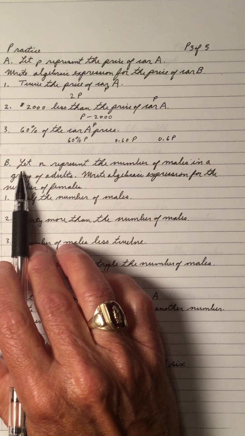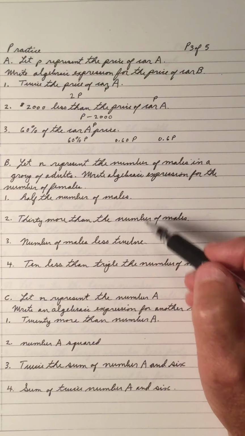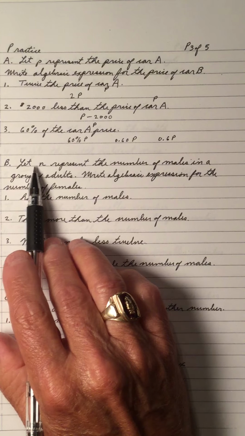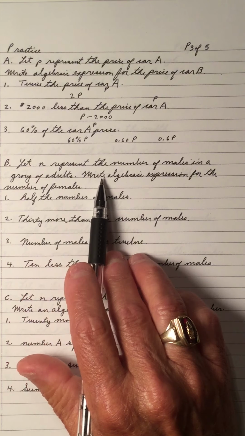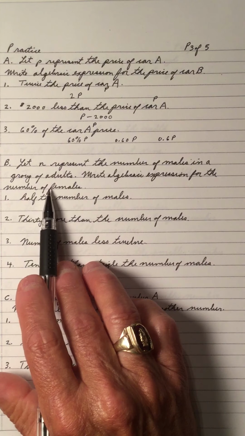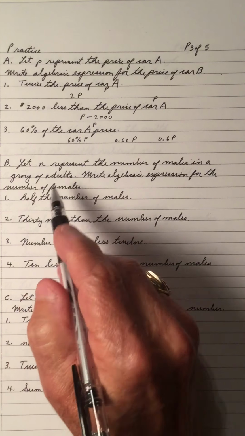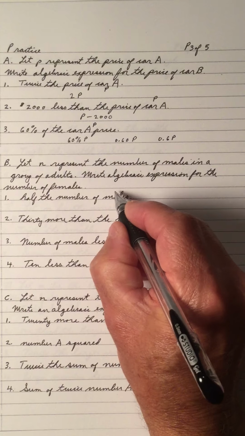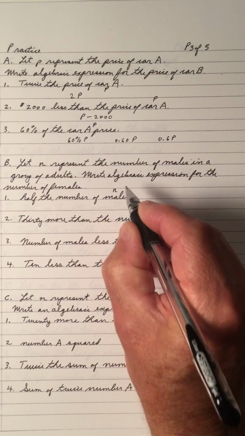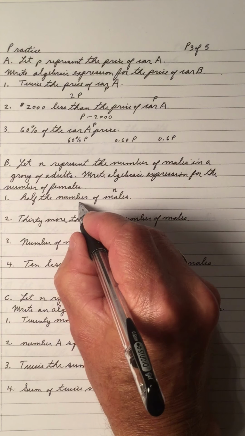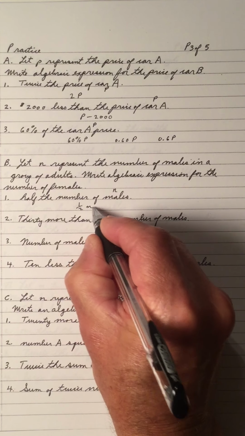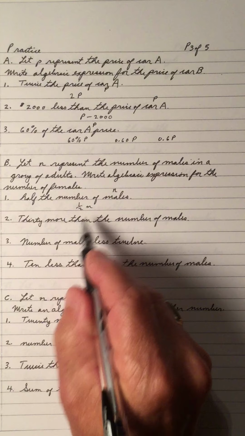Let's do B. Again, pause the video and see if you can work these out. Let N represent the number of males in a group of adults. Write an algebraic expression for the number of females. A, half the number of males. N represents the number of males, so half the number of males is half N. So the number of females is half N.